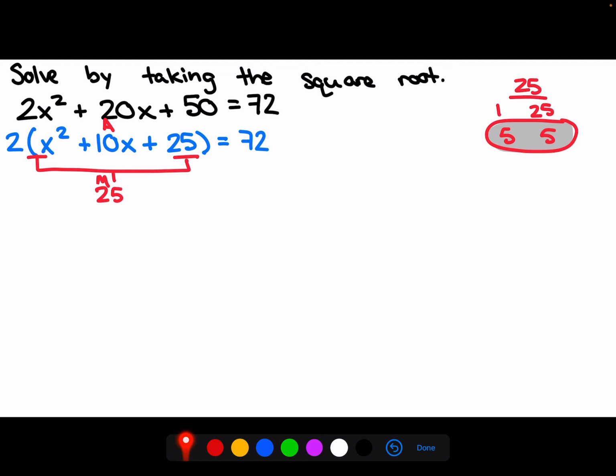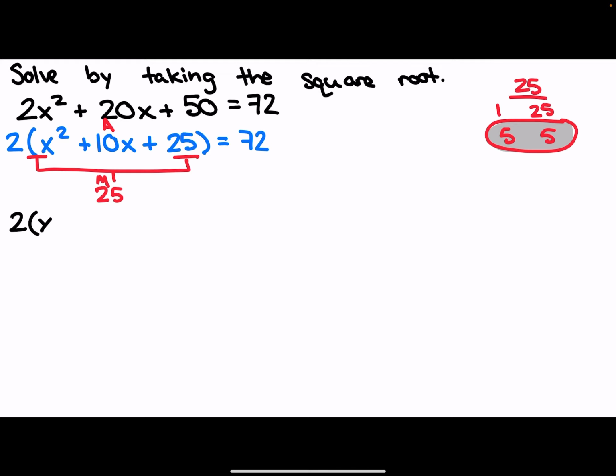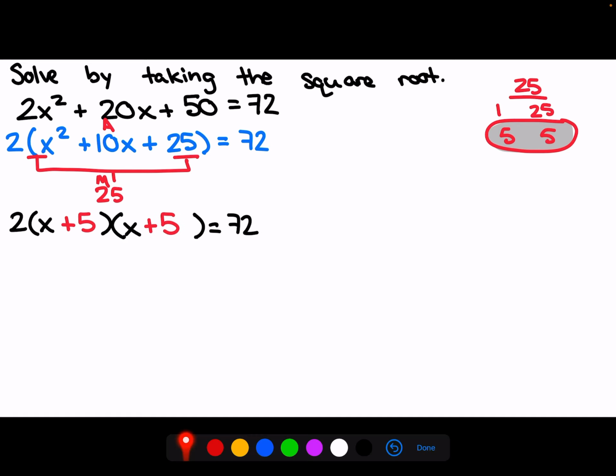So listing out all the factors of 25, I have 1 and 25, 5 and 5. Then I could do the negatives as well, but I already found my answer. 5 plus 5 is positive 10. So I go ahead and I put x plus 5 times x plus 5 in my double bubbles. It's still equal to 72, and this 2 on the outside is just hanging out. It's just going to stay there for now. It's not doing anything. It just stays on the outside.